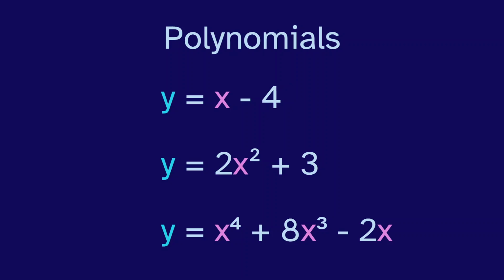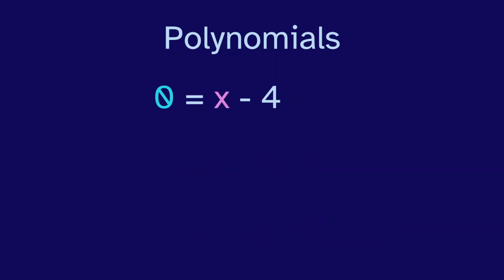One of the common problems with polynomials is to find the inputs that give 0 as an output. These inputs are called roots. Let's start with the polynomial on the top. We can solve for x by adding 4 to both sides, and then we see that 4 equals x. 4 is a root of this polynomial. Now we solved this algebraically, but we could have also done it visually.